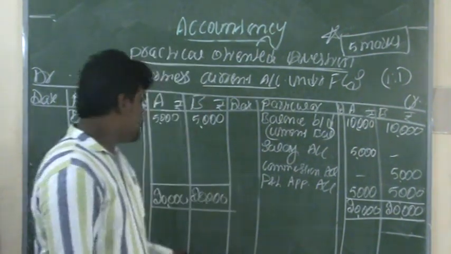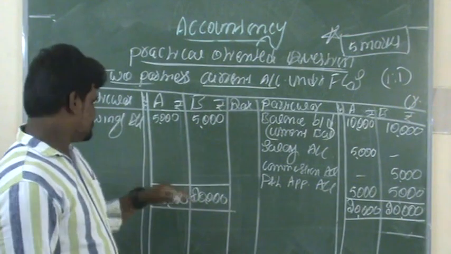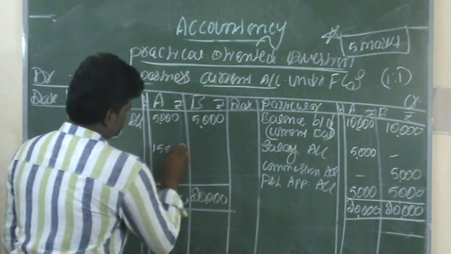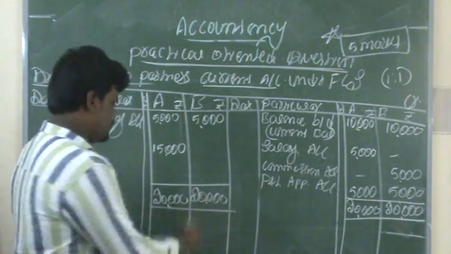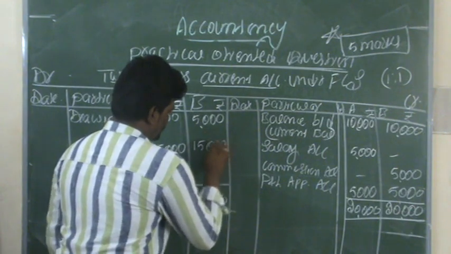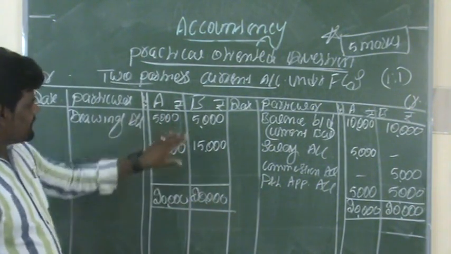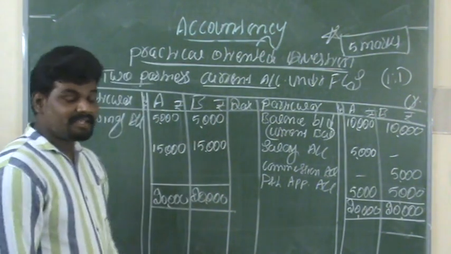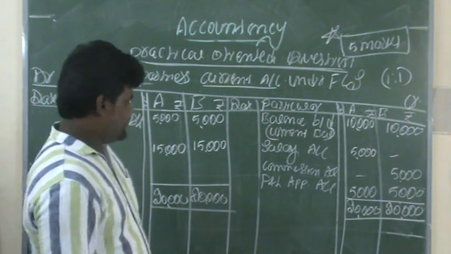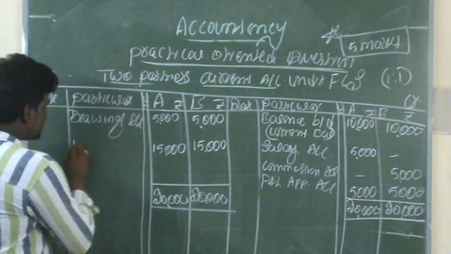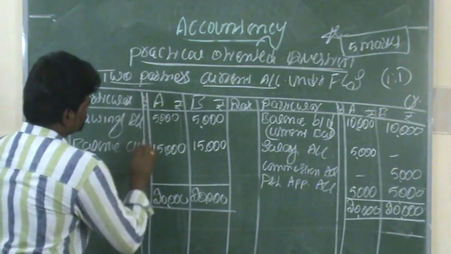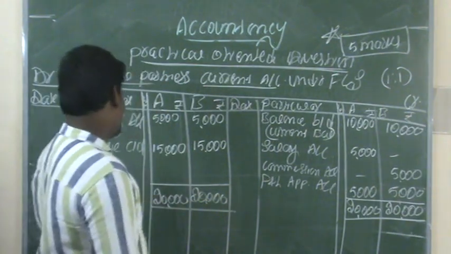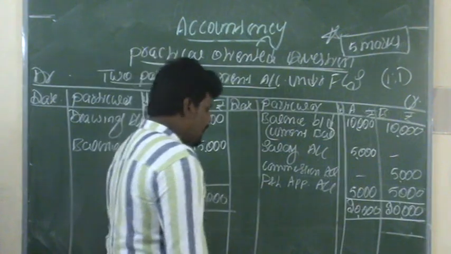From this 40,000, we need to deduct the debit side balances. So 20,000 minus 5,000 leaves a remaining balance of 15,000. In the same way for partner B, 20,000 minus 5,000 gives you 15,000. After deducting these drawings, the remaining closing balance is 15,000 for each partner. These balances we can treat as the closing balance for the year, by way of balance carried down. This year's closing balance will be the opening balance for the next assessment year. So this balance we record on the credit side as balance brought down.